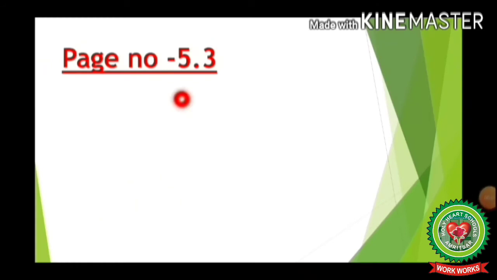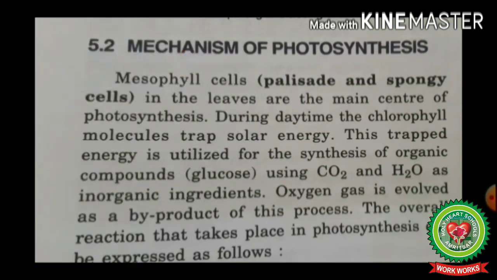Now come to page number 5.3. Let's start the reading of this topic. Mechanism of photosynthesis. Mesophyll cells in the leaves are the main center of photosynthesis. During daytime, the chlorophyll molecules trap solar energy.